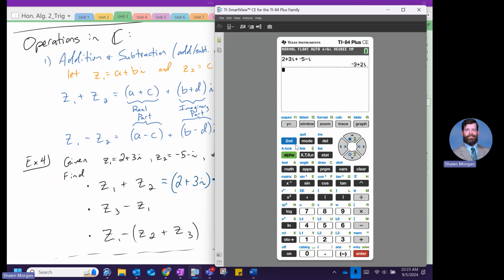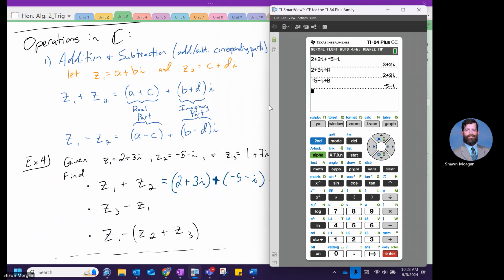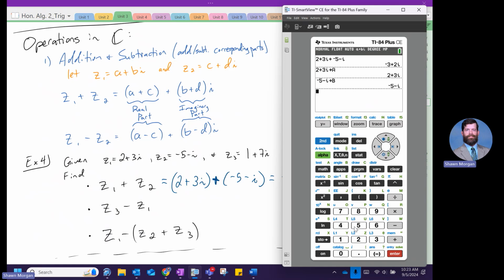Absolutely. So if I wanted to, let's do 2 plus 3i. I can hit that store button and I call it whatever I want to. I'll call it A. And then negative 5 minus i I could store as B. And just for kicks and giggles, 1 plus 7i, let's store that for C.